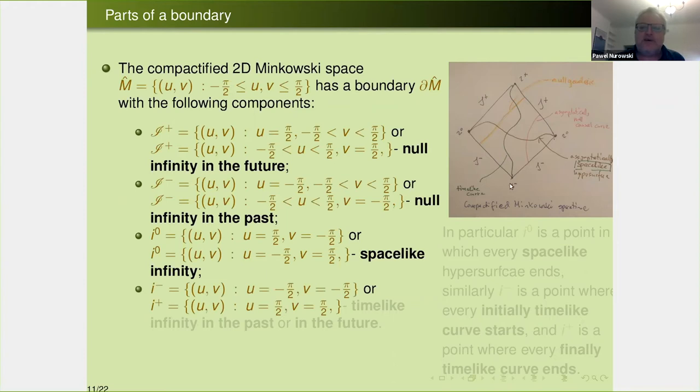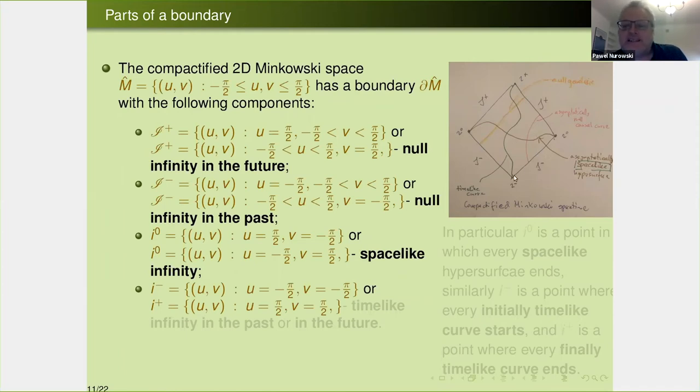These are the points where asymptotically timelike curves end. So if you have a curve which is timelike all the time, it starts at I minus and it ends at I plus. So all the timelike curves start here and end here. All the spacelike hypersurfaces start here and here. And for example, a null geodesic is a straight line going under 45 degrees here, or a straight line like this.